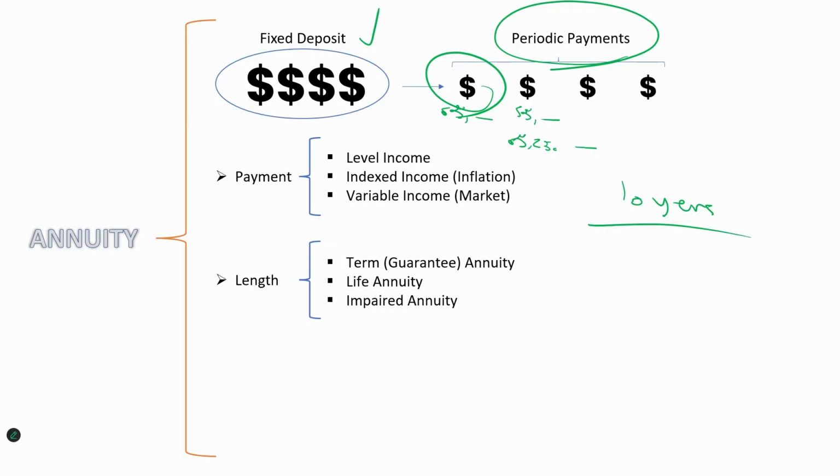So till now, what have we learned? The payments can be level, indexed, or variable. The length could be guaranteed, a term, a life annuity, a combination of both, or an impaired annuity as well. And something else that's really important is that if this is a registered annuity, so it's with the government, or it's when we transfer our RSP to a term 90 annuity that we talked about, it doesn't matter who the beneficiary is.